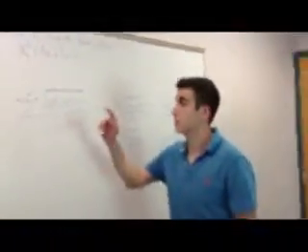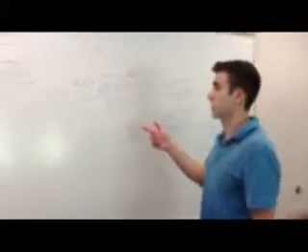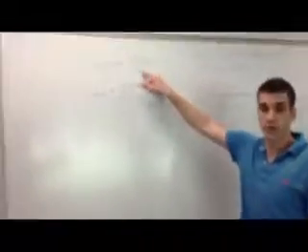Okay, solve by using the quadratic formula. We have the polynomial x squared plus 5x plus 9 equals 0. When you have a polynomial function that can't be factored, you need to use the quadratic formula.